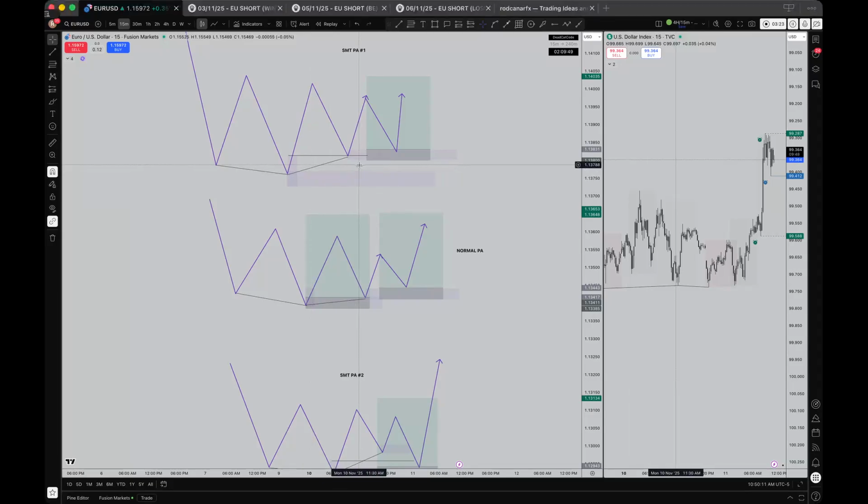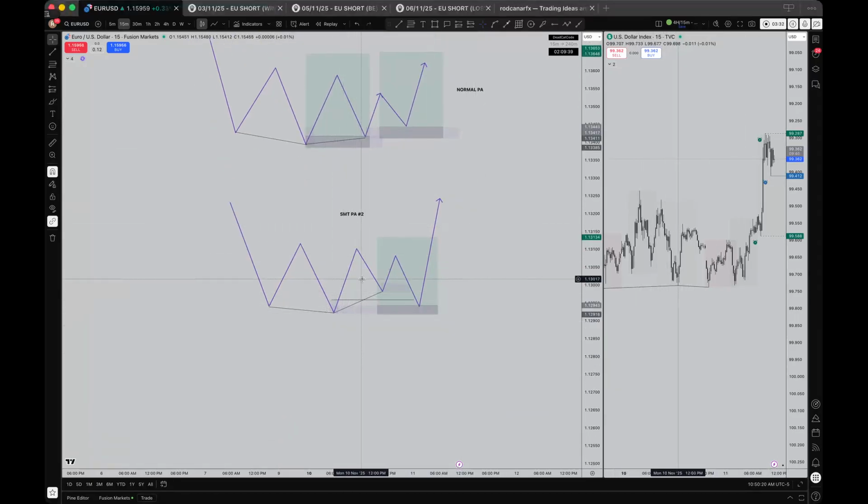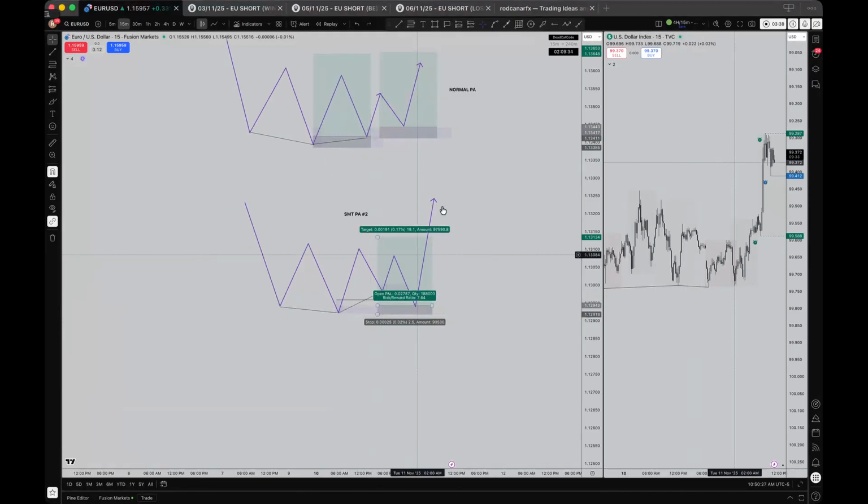So two potential entries, 15-minute has been already balanced? Yes. So we just focus on the second one. Two potential entries, 15-minute, has it already been balanced? No. So we focus on the first one.